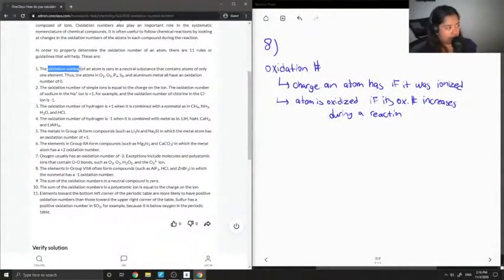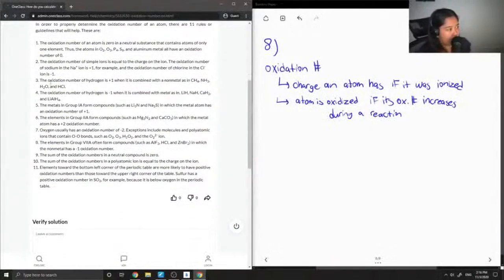So we know the oxidation number of an atom is 0 if it's in a neutral substance that contains atoms of only one element. So when you have a gas or a pure liquid, aluminum metal, like a solid, they all have an oxidation number of 0. The oxidation number of simple ions is equal to the charge of the ion. So for the sodium ion, it has a +1 charge, so its oxidation number is +1. Similarly, chloride has a -1 oxidation number.